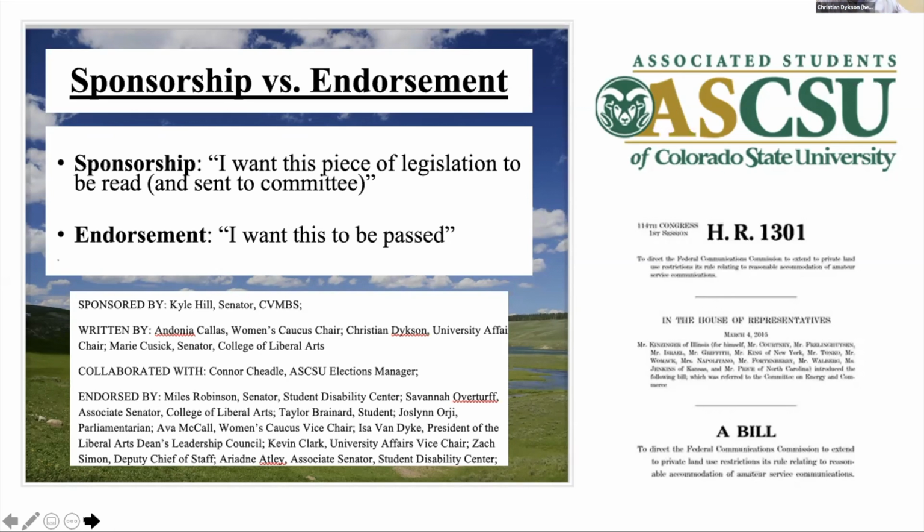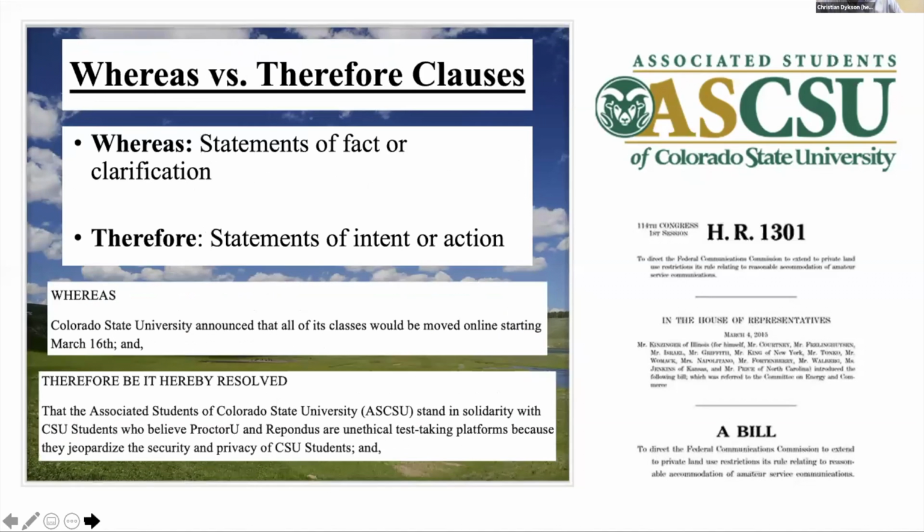In other words, hitting the floor, meaning to have it read. The difference between whereas and therefore clauses is very similar. You'll see on the right part of this presentation, as bills are passed at the Colorado legislature, or really at the national level as well. A whereas clause is just a statement of fact or clarification, right? Whereas I am sitting in an office right now, whereas I am on a Zoom call right now, right?